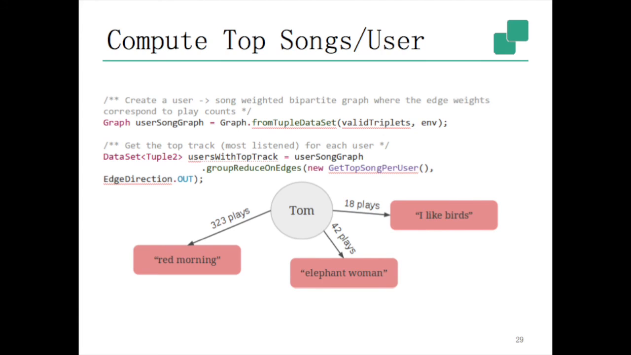Then we would like to see what are the top songs for a user. So we would like to create something like a graph out of this. Let's say the source vertex is the user, the target vertex is the song, and the edge value is the number of plays that that song had for this particular user. So what we do here is that we create a graph from the valid triplets, and we use group reduce on edges to compute the top song for each user. And of course the edge direction is out because you want to look at the songs and not the users.